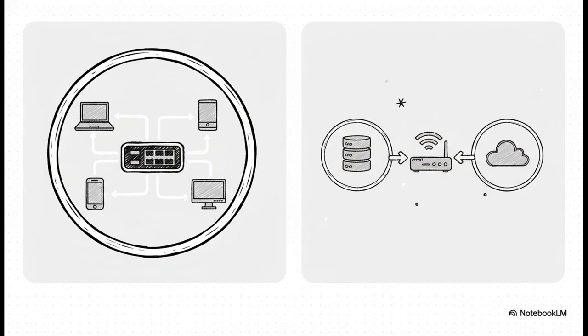And this, right here, this gets to the absolute heart of it. A switch is a local expert. It only connects devices in the same network, and it does that using their hardware address, something called a MAC address. But a router? A router is the long-distance specialist. Its job is to connect different networks, and it thinks in the language of IP addresses.